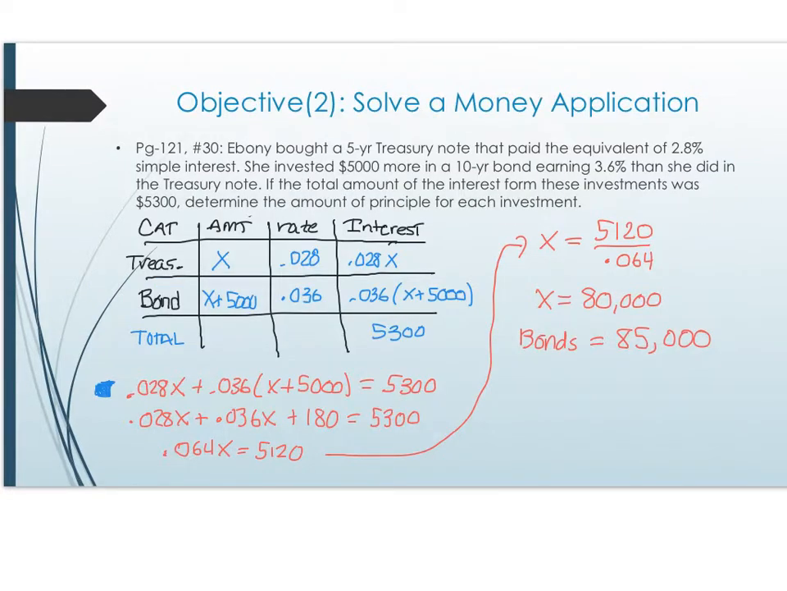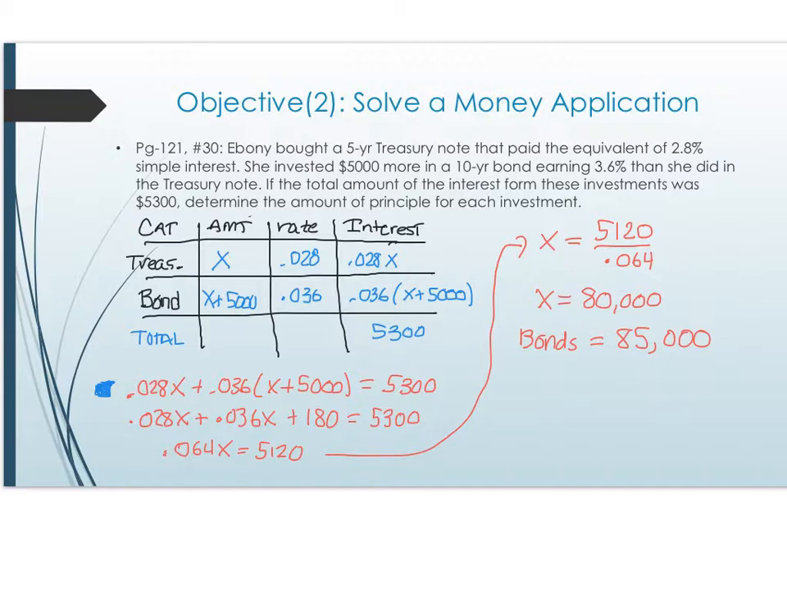Our second objective is to solve money type problems. So on page 121 again, this is problem number 30. Ebony bought a 5-year Treasury note that paid the equivalent of 2.8% simple interest. She invested $5,000 more in a 10-year bond earning 3.6%, and that's $5,000 more than she invested in the Treasury note. If the total amount of interest from these investments was $5,300, determine the amount of principal for each investment.